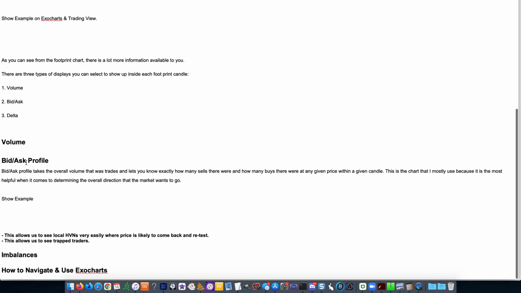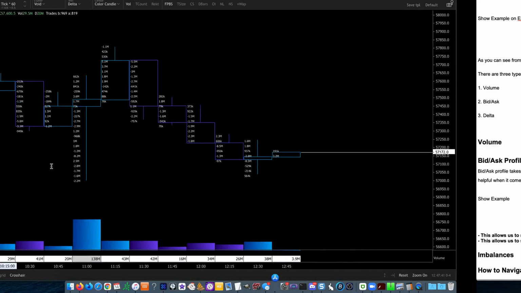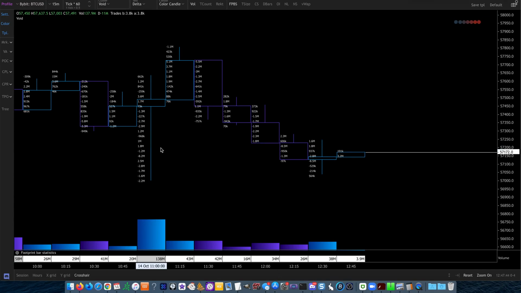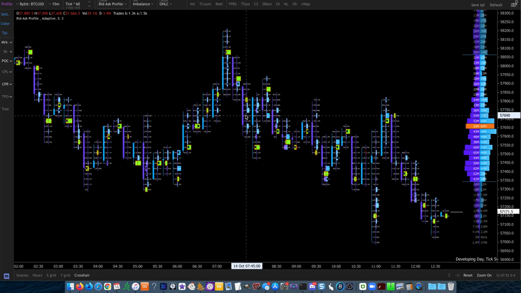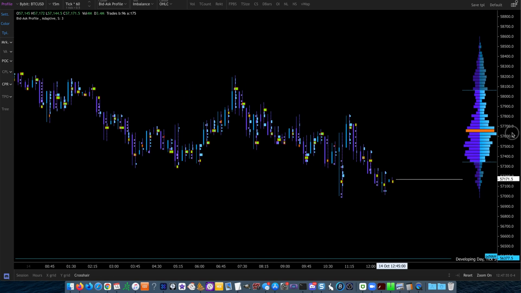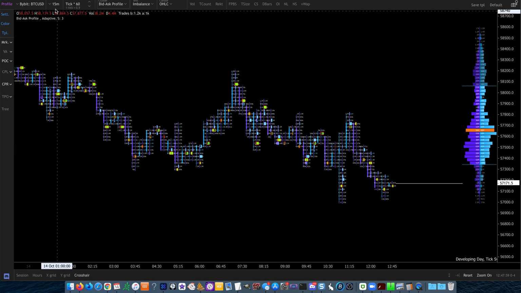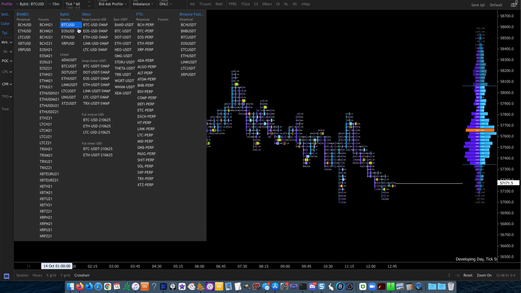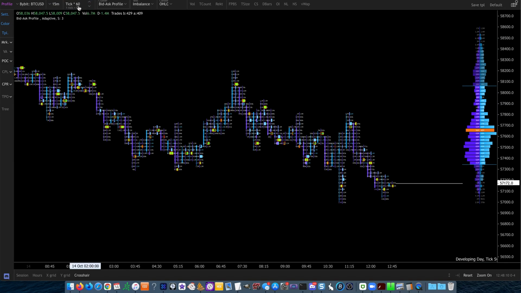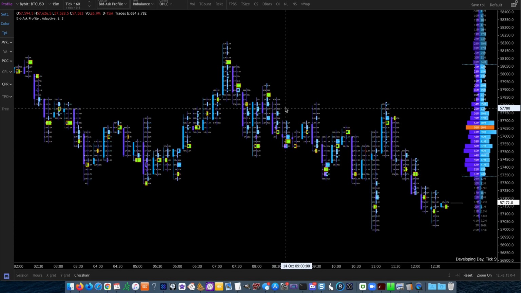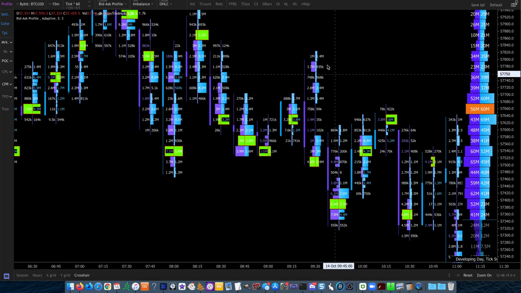I want to talk a little bit more about the bid-ask profile here, and put on another chart that I have and go to a bid-ask profile. Before I do that, let me go over a few different options that we have here in Exo Charts. First of all, up here we have the exchange and the asset that we want to use. Right here we have the time frame that we want to look at, and right here we have the tick. What is the tick? The tick is essentially the resolution that we are looking at.